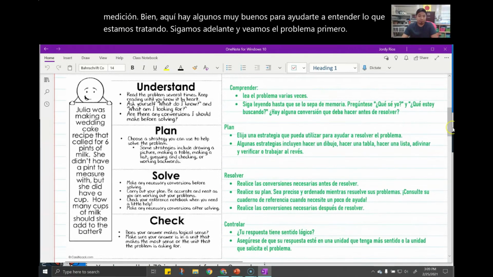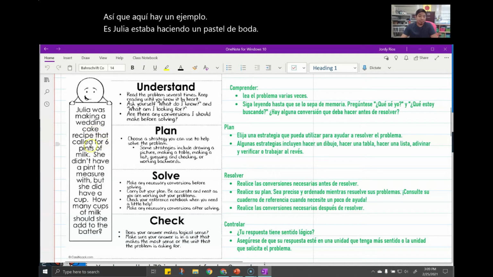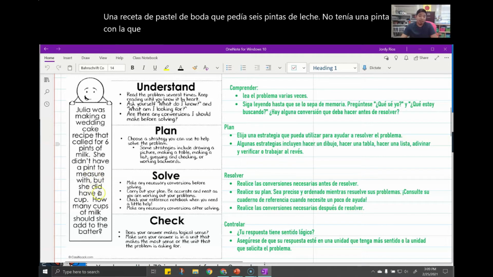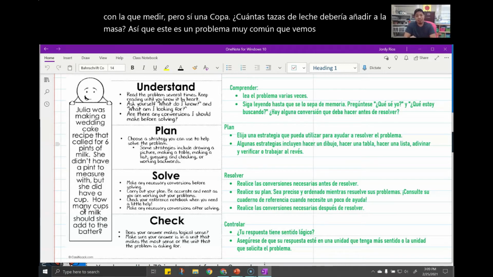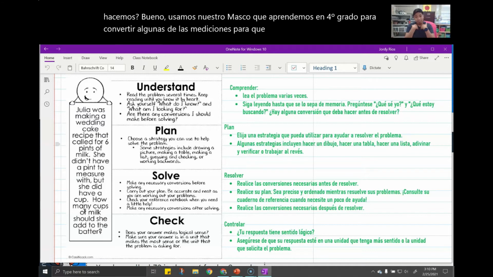So here's an example. It says Julia was making a wedding cake recipe that called for 6 pints milk. She didn't have a pint to measure with, but she did have a cup. How many cups of milk should she add to the batter? So this is a very common problem that we see when we're baking, cooking, and we have some cups to measure with and some that we don't. And the recipe calls for the ones that we don't have sometimes. So what do we do? Well, we use our math skills that we learned in 4th grade to convert some of the measurements so that way we know how to do this, okay? So I love to bake, and so I use conversions all the time.